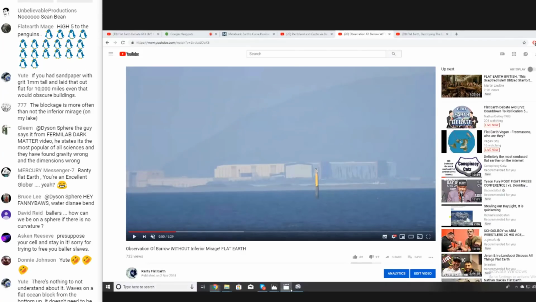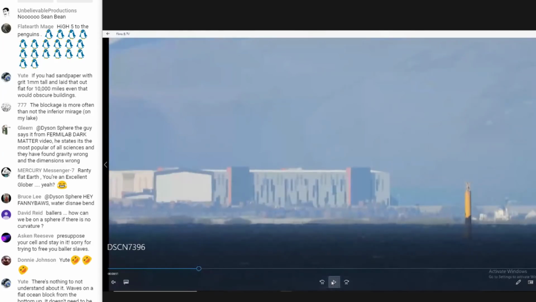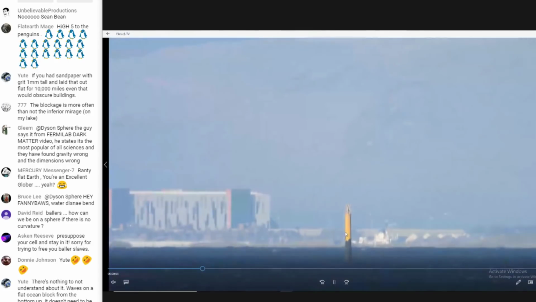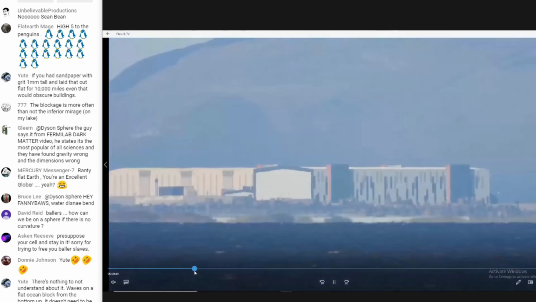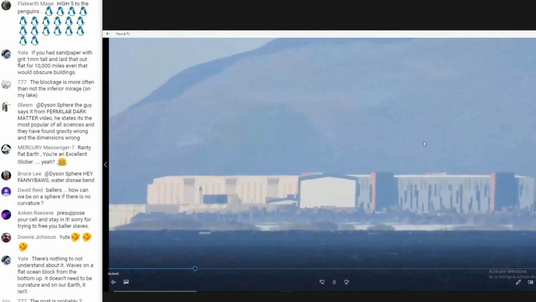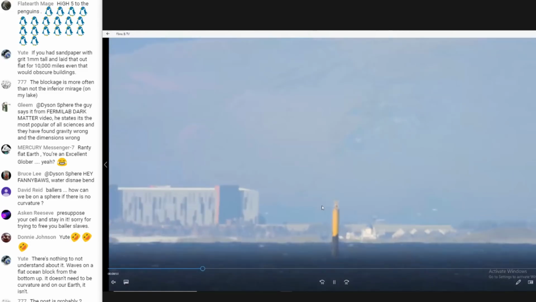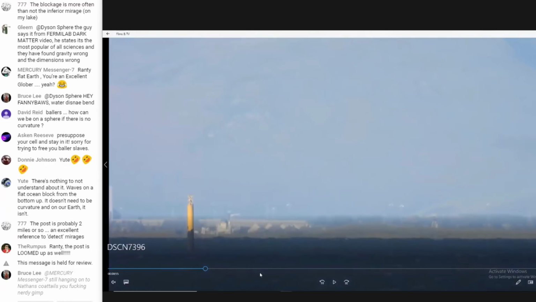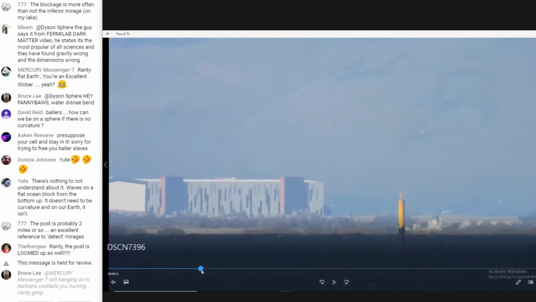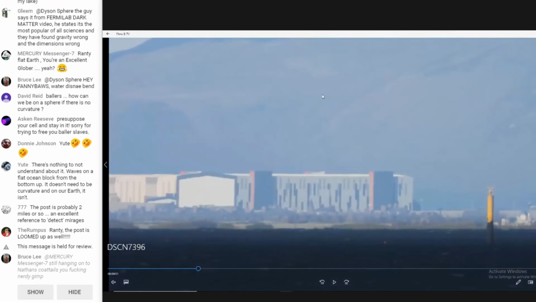And lastly, as I say, this is today's as well. These are the terrestrial houses that we're seeing, and we wouldn't have seen them. Terrestrial, I keep saying that, residential houses. We wouldn't have seen them because of the Inferior Mirage in the other one. There we go. Destroying the looming nonsense.